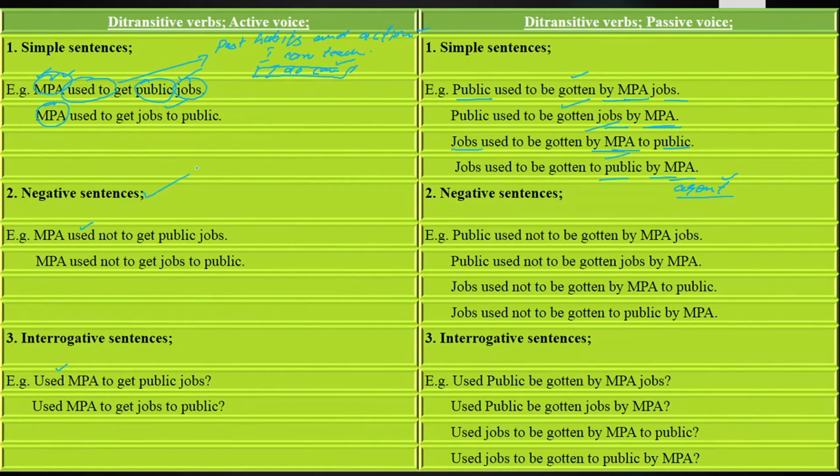Negative sentences, those sentences in which we deny the statement, reject the statement, and refuse the statement. MPA used not to get public jobs. MPA used not to get jobs to public. Public used not to be gotten by MPA jobs. Public used not to be gotten jobs by MPA. Jobs used not to be gotten by MPA to public. Jobs used not to be gotten to public by MPA.